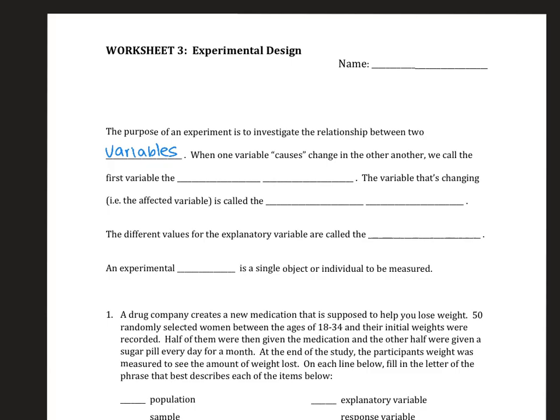When one variable causes, so in my previous example, taking vitamin C is one variable, and getting coronavirus or not is another variable. When one variable causes change in another variable, we call the first variable the explanatory variable. The variable that's changing is called the response variable. The different values for explanatory variable are called the treatment.